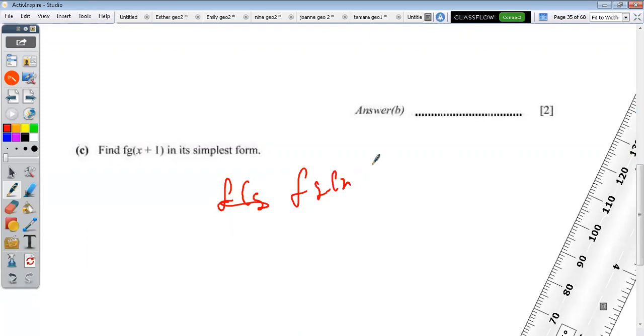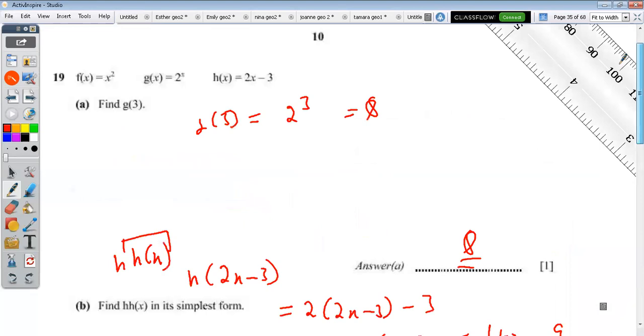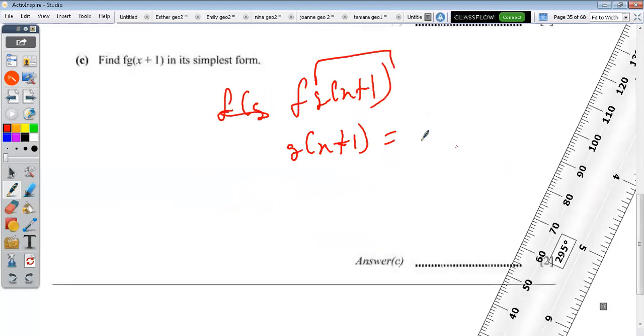Then fg of x plus 1. Again, we find the g of x plus 1 is equal to, so the value of x is now x plus 1. It's now 2 equal to x plus 1. Happy?